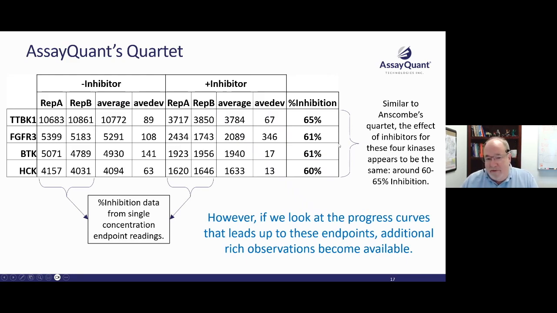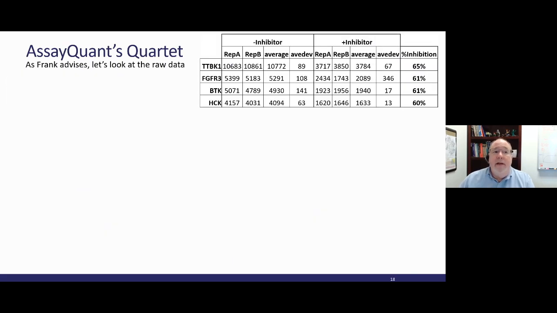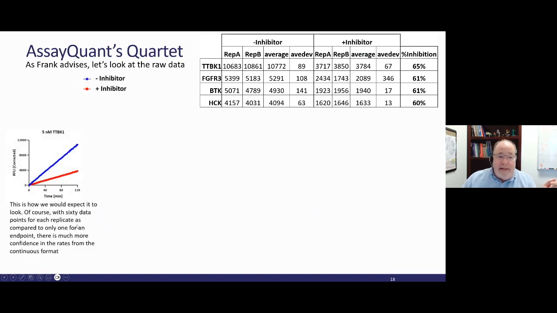But let's look at the progress curves and see how these curves lead up to these endpoints and see that there really is some additional information that becomes readily available because we're doing a continuous assay. So let's do what Frank says. Let's look at the raw data, all right? For TTBK1, it is exactly what we would expect. We have a really nice progress curve. Here's the uninhibited with the inhibited reaction. We see a drop down, so it's 65% inhibition. This rate is 65% of the uninhibited rate. Now, this is great. This is what we hope to see if we were trusting an endpoint assay, but we have so much more data that gives us so much more confidence in these numbers here.